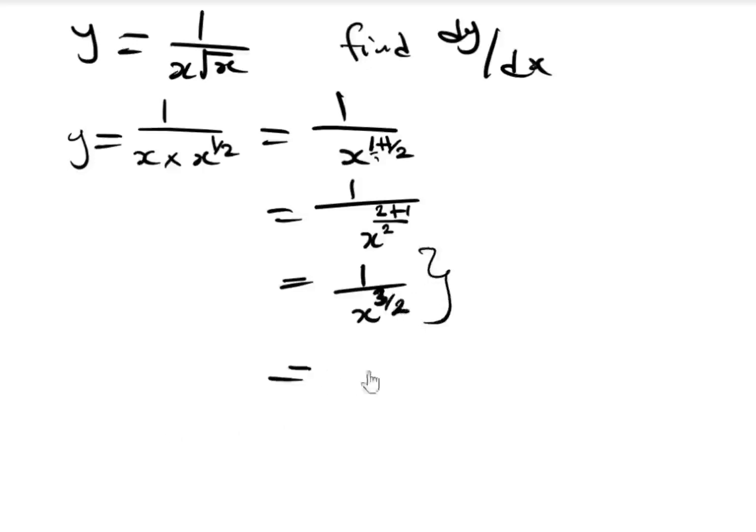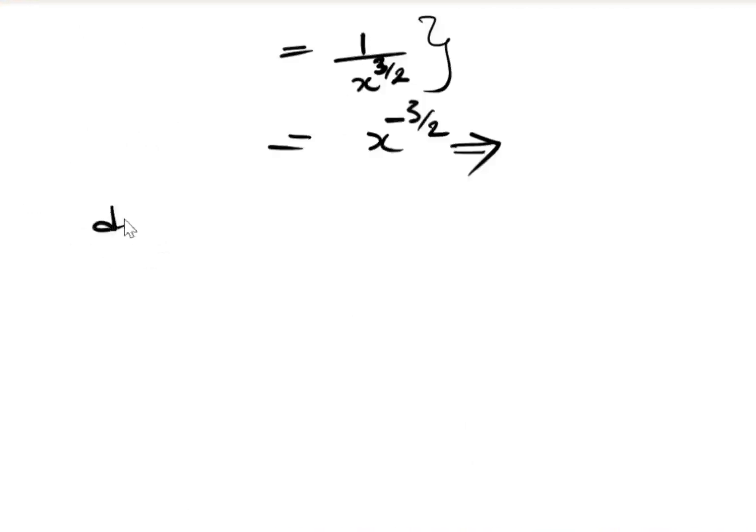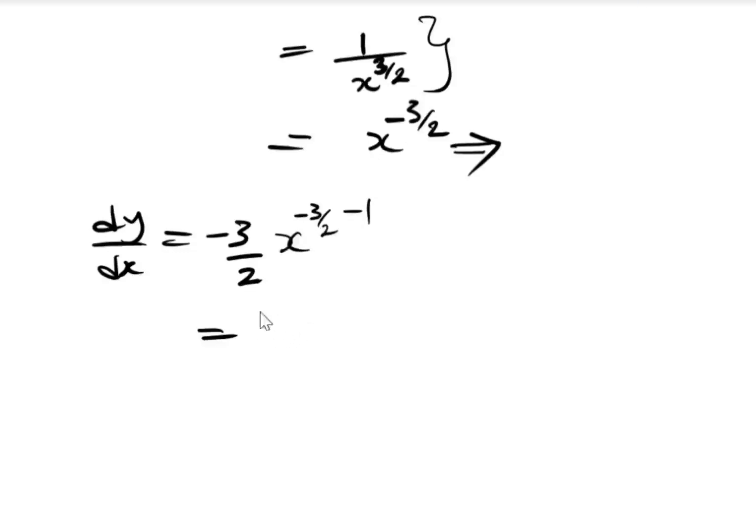Okay, we can still simplify further, which is x power minus 3 divided by 2. So we'll differentiate this now. And dy dx will be equal to, the power of x here is minus 3 divided by 2, x minus 3 divided by 2 minus 1. And this is equal to minus 3 divided by 2 x.